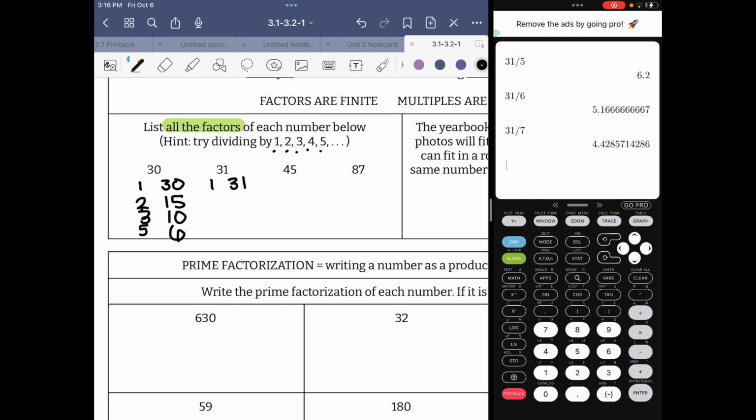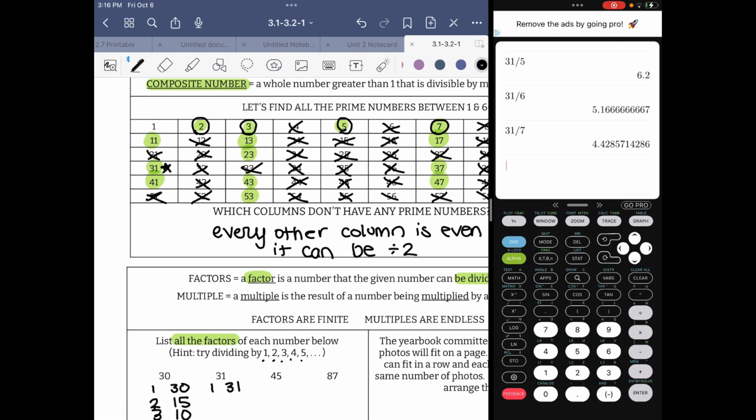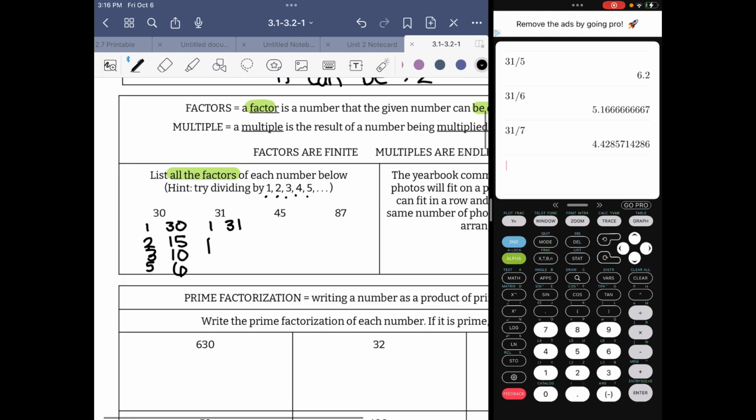There are prime numbers bigger than this, but if we look, 31 was on our prime list. That's why those are the only factors of 31. So I'm going to write the word prime underneath so that you remember. That's why the list is so short. And then I'm going to do this exact same thing with 45 and 87.